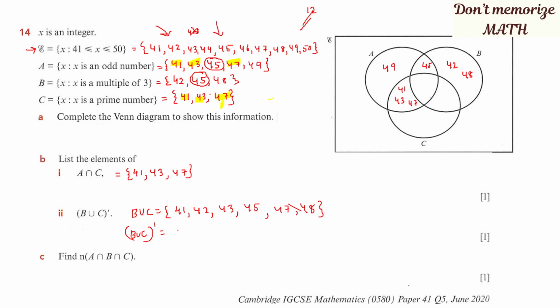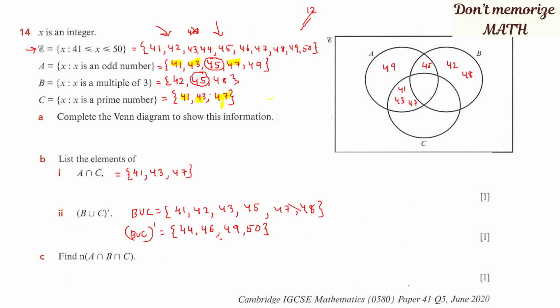Other than B union C elements, how many elements are here? We will just write 41, 42, 43. What about 44? 44, 45 is there, 46. We can write 46, 47, 48, 49 and 50. So 44, 46, 49 and 50.